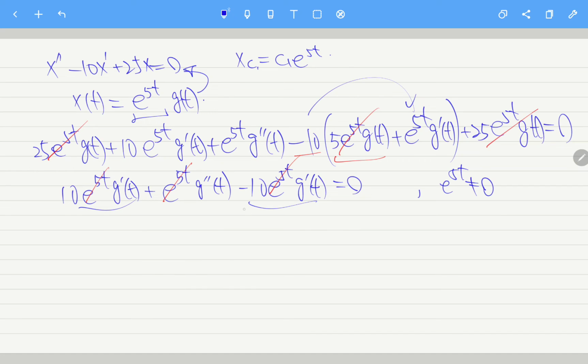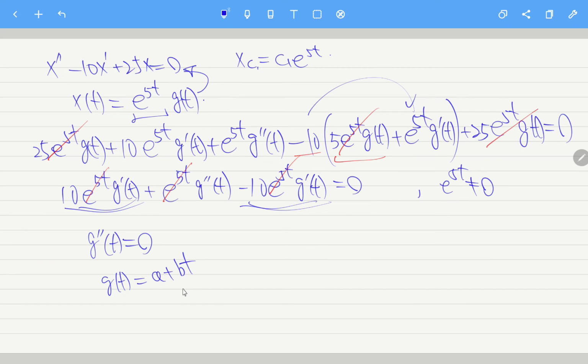So actually, this term and this one cancel each other. So finally, we have g double prime of t to be 0. For g double prime of t is 0, g of t should be something like a plus bt. You take the first derivative, it becomes a constant. You take the second derivative, becomes 0. So it should be something like that.